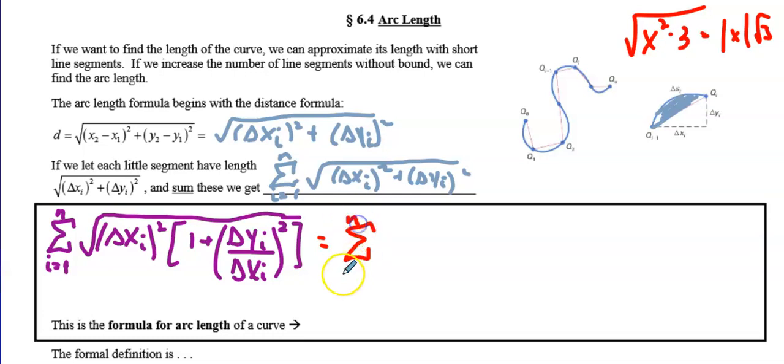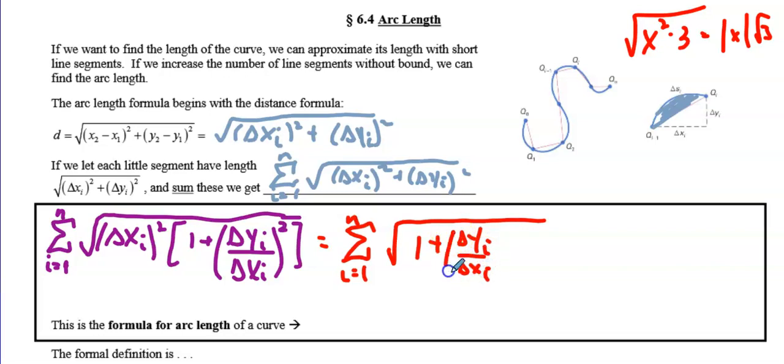So let's keep our summation notation one more time. What's underneath the radical is going to be 1 plus dy i over dx i quantity squared. And then I can multiply that by delta x i. That's just simplifying the square root of this quantity squared because they cancel each other out. And the reason I'm going to keep this positive is because our delta x is going to be positive when we look at arc length.